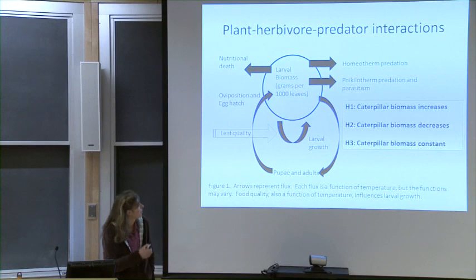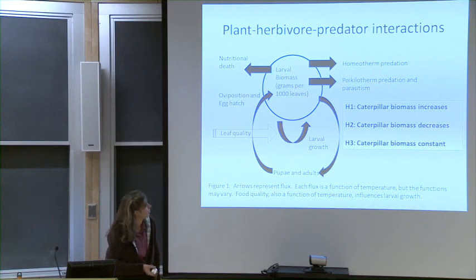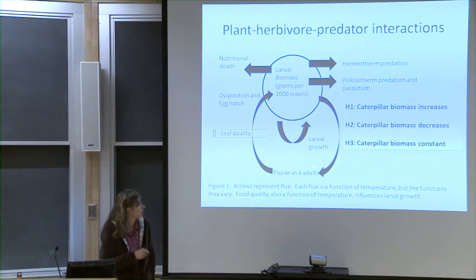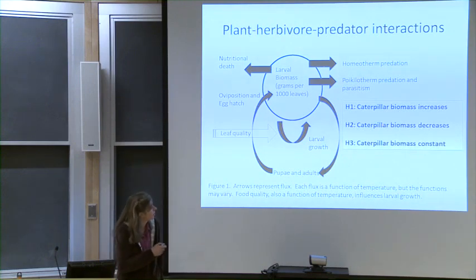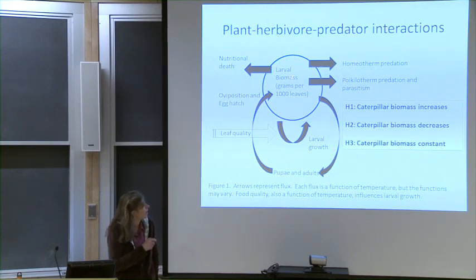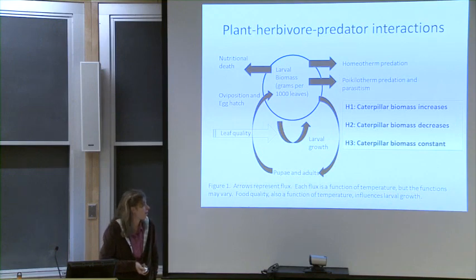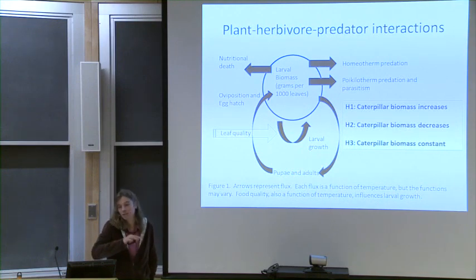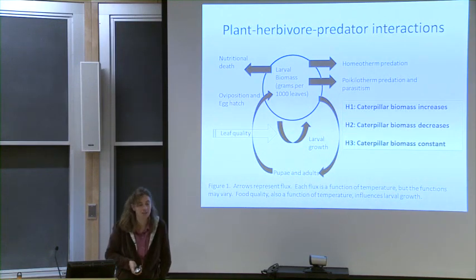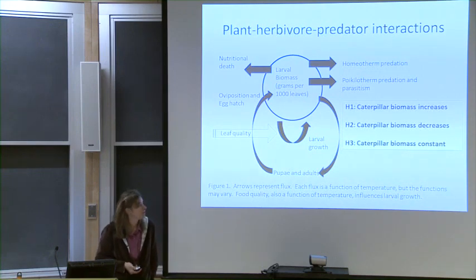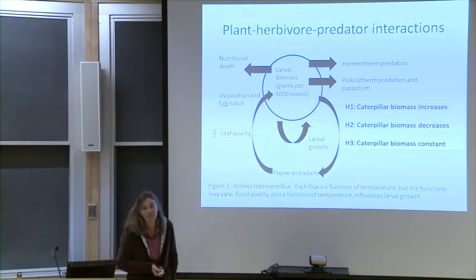So one way of looking at this system, if the circle represents the pool of caterpillar biomass, one possibility is that caterpillar biomass increases with increased temperature through effects on larval growth and development. Another possibility is that this biomass actually decreases due to increased predation, if temperature affects the predators more than it does the caterpillars. And a third possibility is that caterpillar biomass actually remains the same because both growth and predation increase in concert, resulting in no net change. So in my work here, I'm going to spend some time distinguishing among these three hypotheses.